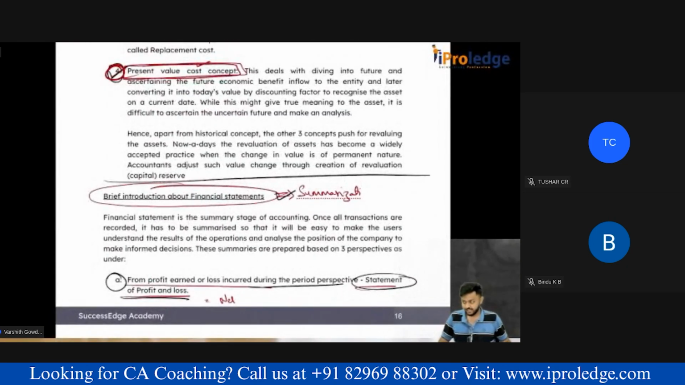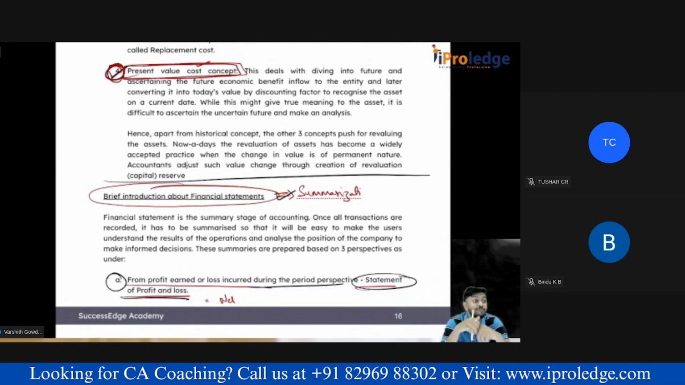Now let's enter into financial statements. So what do financial statements comprise of? It consists of the balance sheet. It consists of P&L. It consists of cash flow statements. It consists of notes to accounts. What is a cash flow statement? It is right now out of syllabus, but it consists of your cash inflow and outflow of the business.